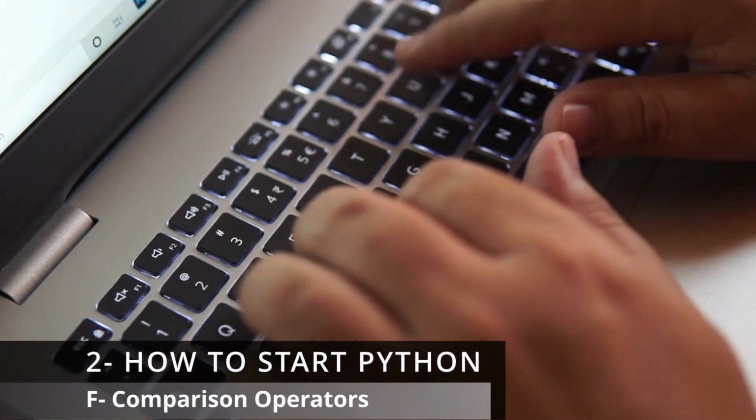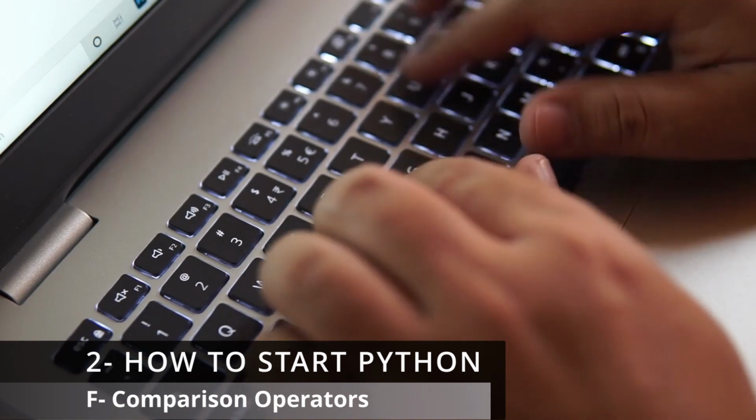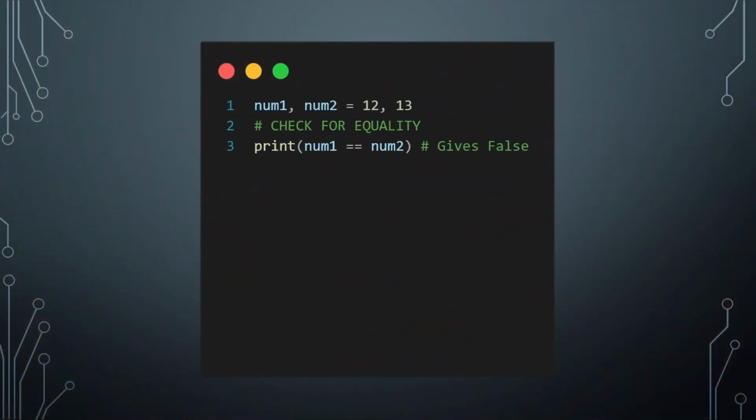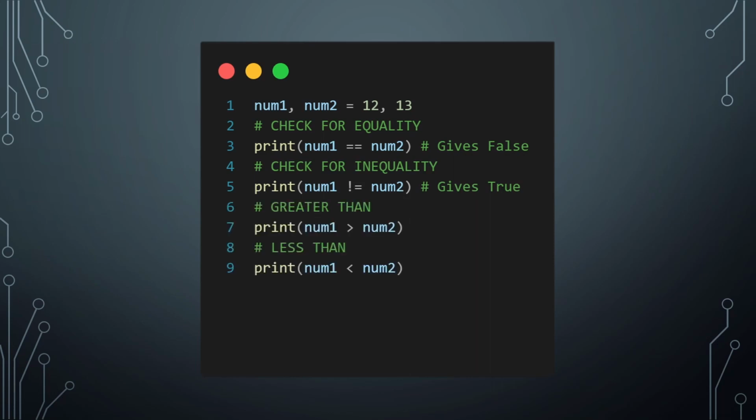Also, you will learn about comparison operators. They are used to compare two data types. We can use the equality operator represented with 2 equal signs to test if those two numbers are equal. This expression will return either true or false. We also have the inequality operator, greater than sign, less than sign, and much more.